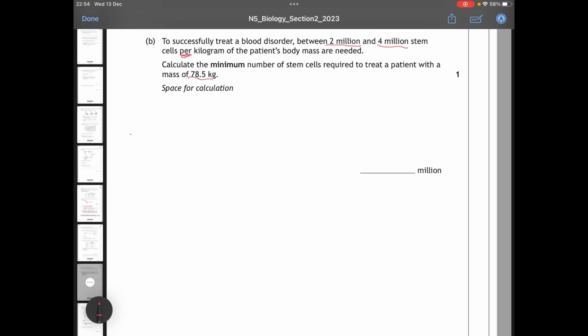So your sum here, how do we work that out? Well, it's the minimum number, okay? So we're not really interested in the 4 million. We could do it with 4 million, but the least we could use is 2 million. So our sum is really a simple sum. It's 2 million. I'll write that out in numerical form, and we're going to times that.